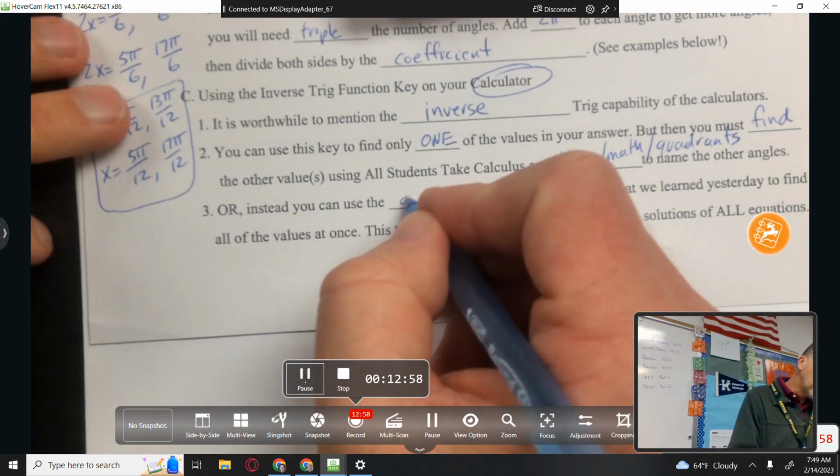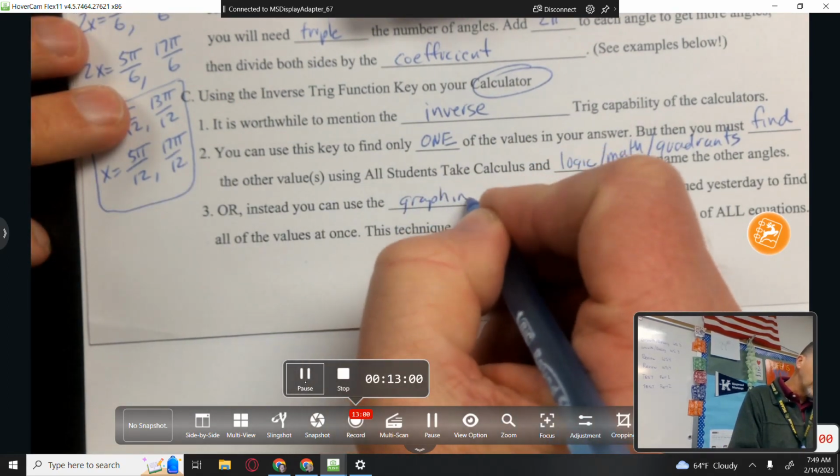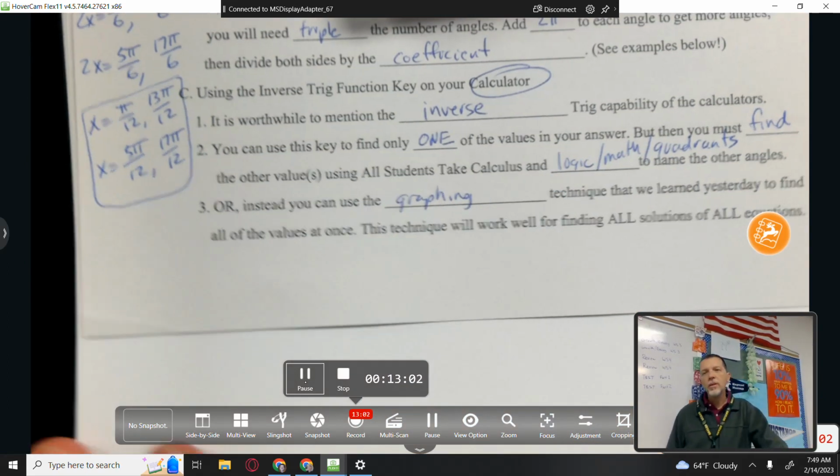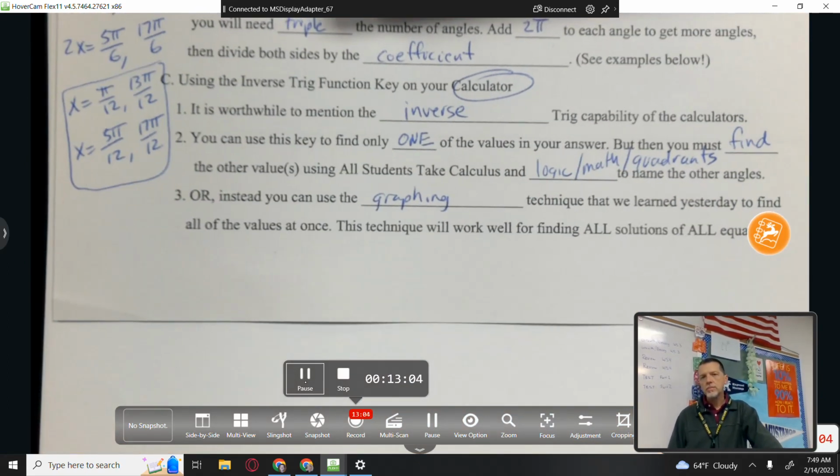Or you can use the graphing technique that we learned yesterday. I don't really like this one because it takes too long. Well, I say I don't like this one. If I give you your calculator, then I don't care whether you use the inverse function or the graphing function. Either way.